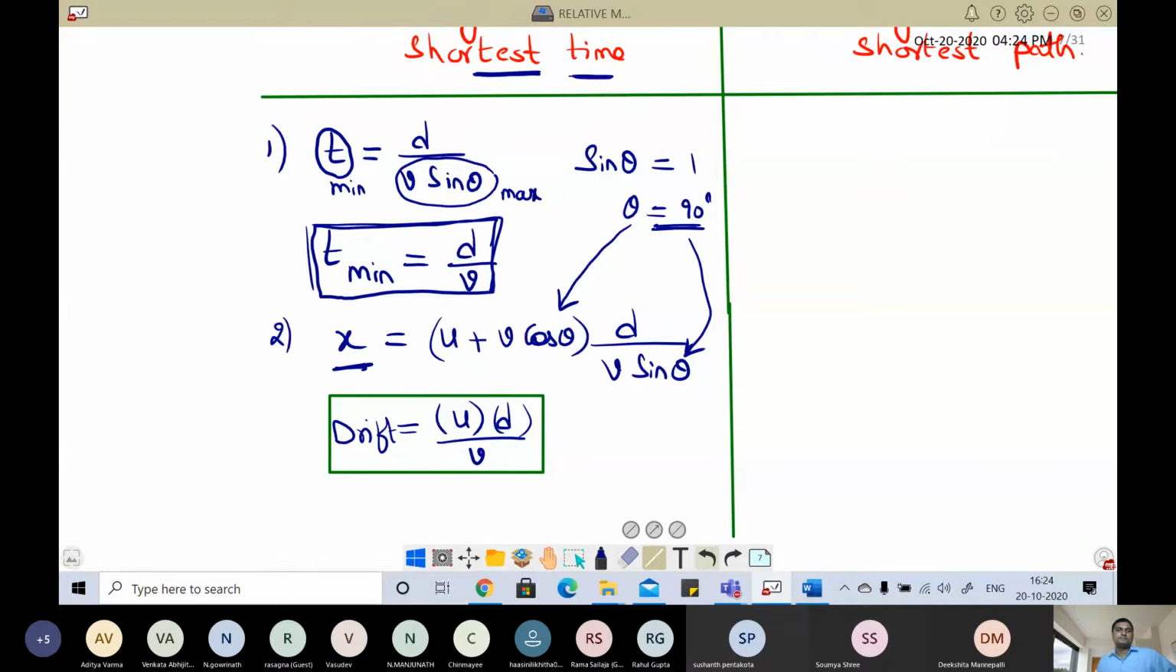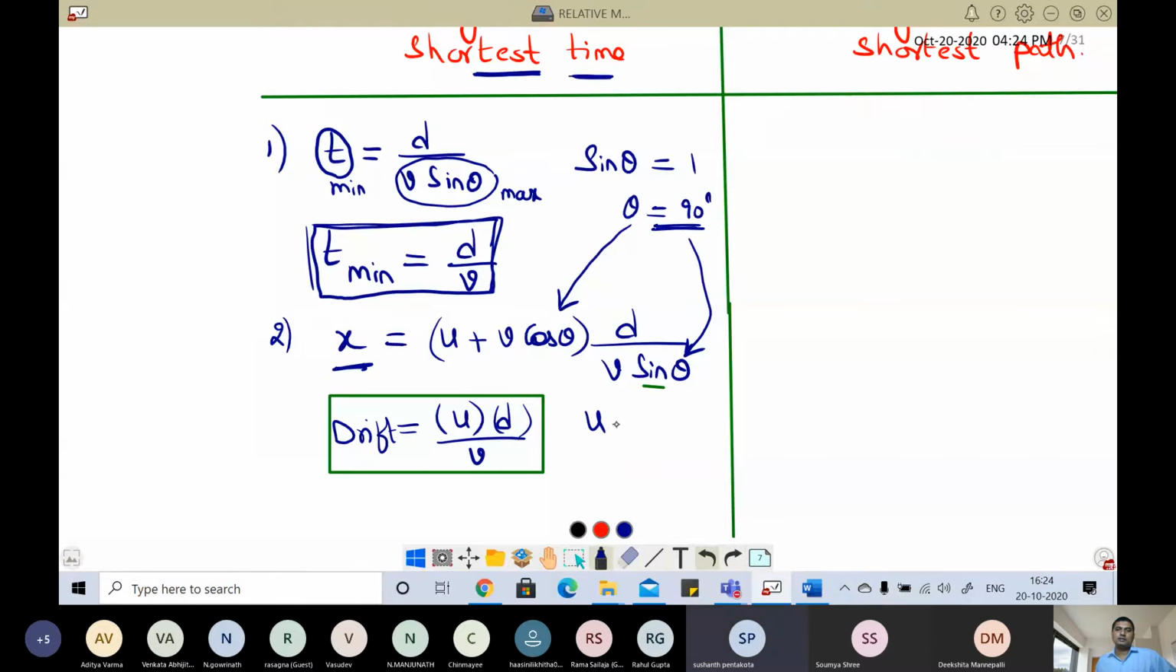Sir, here cos theta is 90 degrees, that means 0, no sir? So v into 0 is 0. It will be only u. U only I wrote, no? No sir, denominator you wrote v. Cos 90 is 0, that means v into 0 is 0. The denominator is sin. No sir, I'm talking about u plus v cos theta. That is in the numerator. So u plus v cos theta. U.